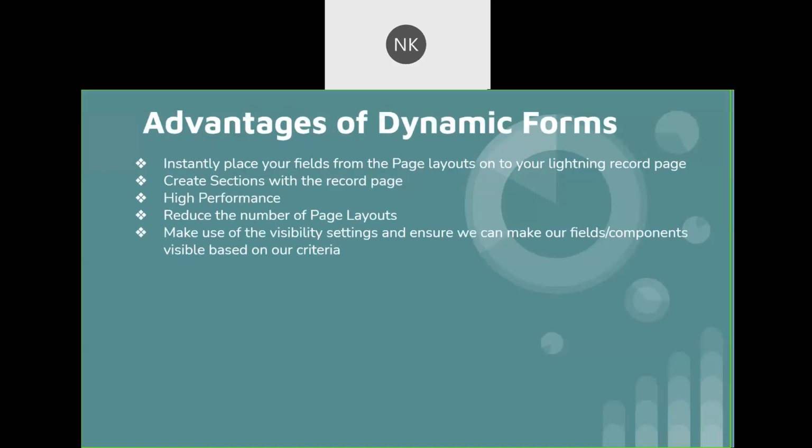Certain advantages of using dynamic forms: you can instantly place your fields from the page layout onto your Lightning record page. As I was mentioning, you can create sections, you can make fields hidden, or you can make fields visible based upon the criteria. And since we can make use of the accordion section, it will improve the load time and the performance of your page. You can reduce the number of page layouts. You can make use of the visibility settings and make our fields or components visible based upon the criteria. So these are the advantages of using dynamic forms.